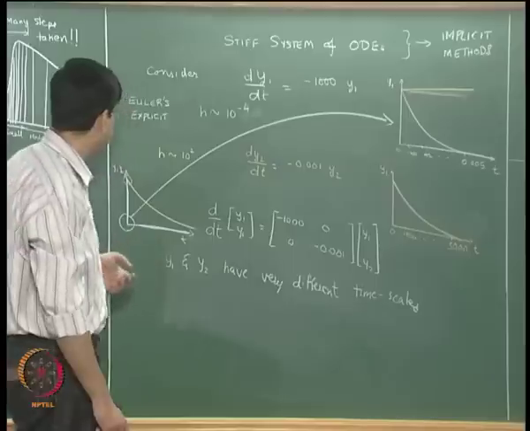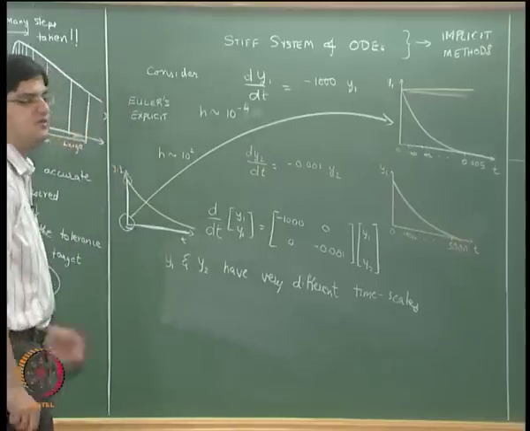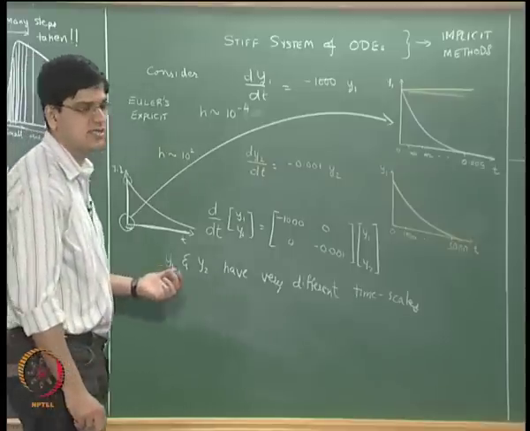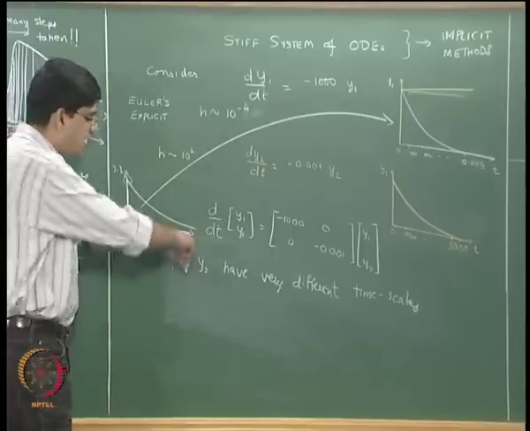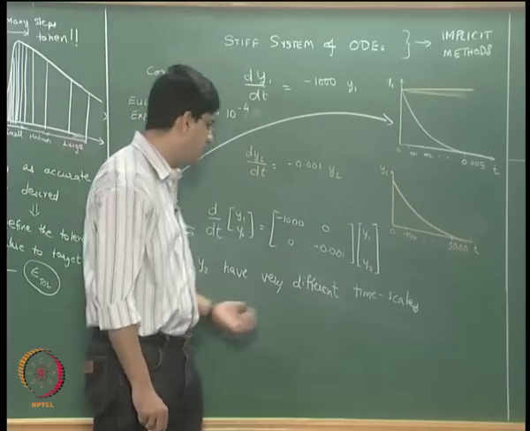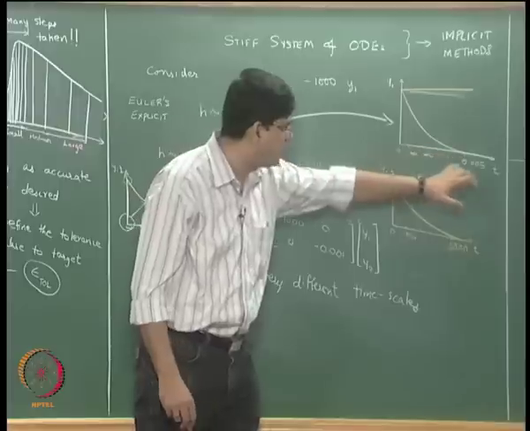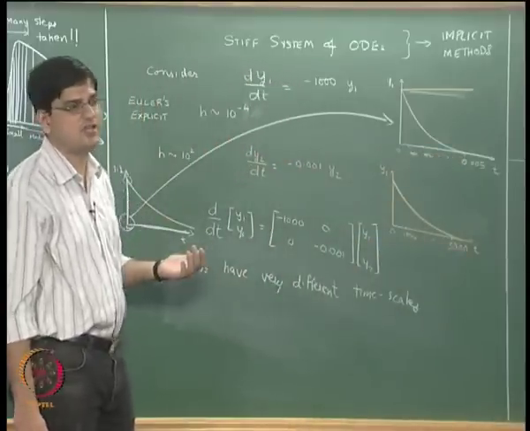In order to get a more accurate solution in this initial region, through adaptive step sizing we can take a lot of steps in this particular region, and in the rest of the region we can take much larger steps, so that we are able to predict both the evolution of y1 as well as the evolution of y2 fairly well.